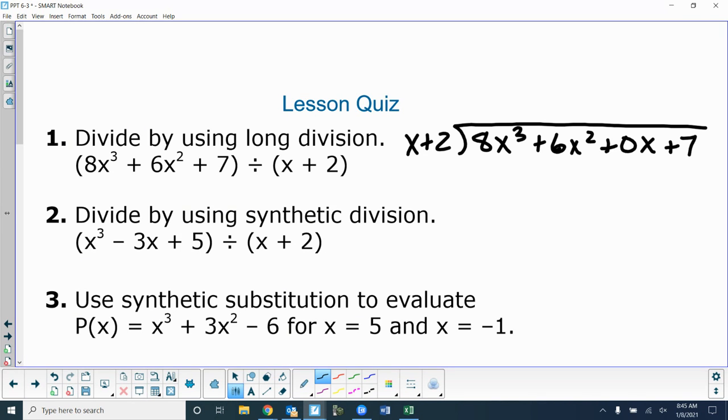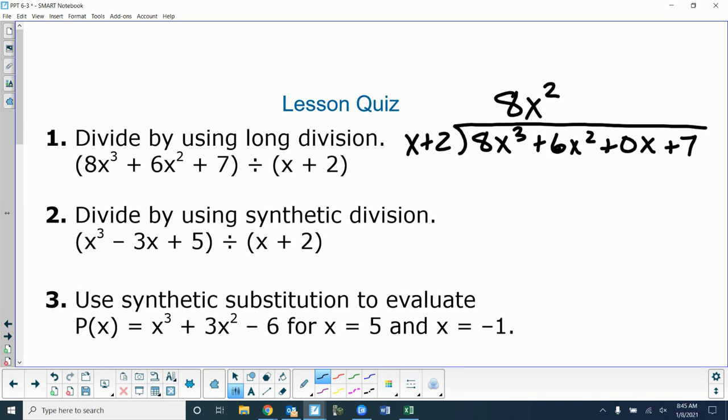Okay, so all I worry about is 8x cubed divided by x, which is really easy. What's that answer? 8x squared. Why is there 0x? Because if there's an x cubed, there's got to be an x squared, an x, and a constant. You have to put them all in, because an x will show up as we go through this. You'll see that in a few minutes.